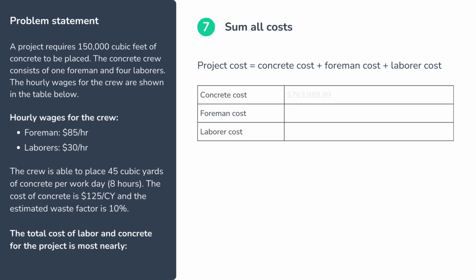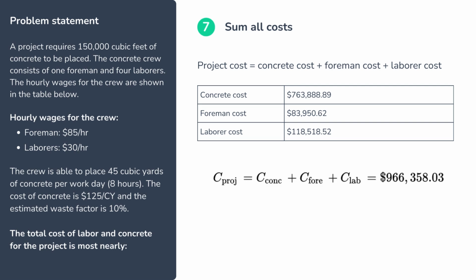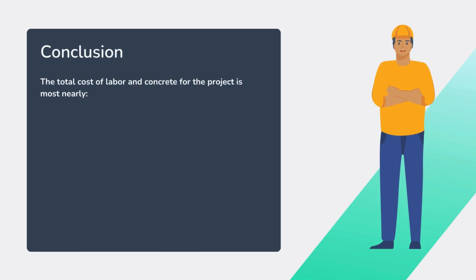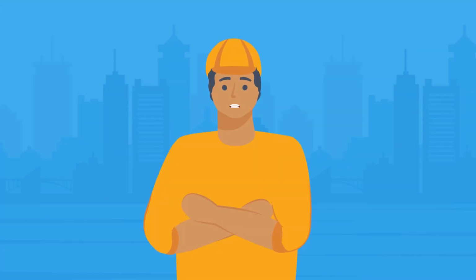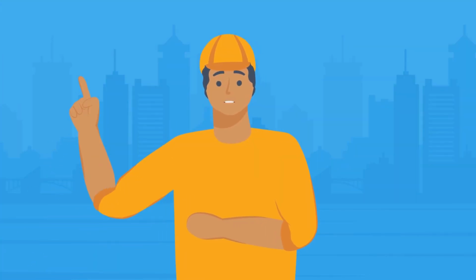To find the total project cost, we add the concrete cost to the foreman and laborers' costs. That's $763,888.89 plus $83,950.62 plus $118,518.52, giving us a total project cost of approximately $966,358.03. In conclusion, the total estimated cost for the project is most nearly $966,400 considering labor, material, and waste. This comprehensive approach ensures we consider all associated costs in the project's budget.